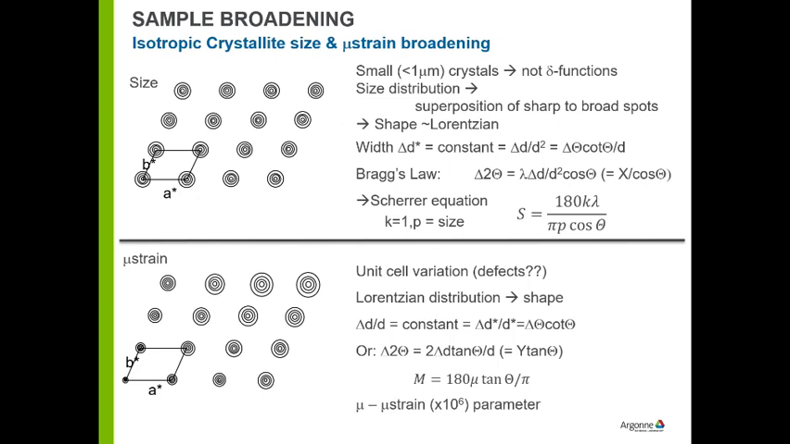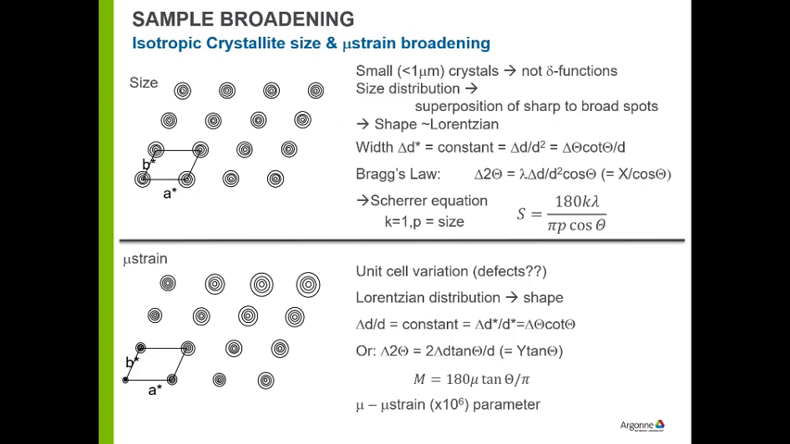And you can make the same argument about microstrain: some crystallites will have a lot of microstrain, other ones will have relatively little microstrain. They won't be uniform. And so some of them will be sharp, some of them will be broad because of the microstrain in them. You get a distribution, and that winds up being a Lorentzian line again. So sample broadening is Lorentzian, usually.